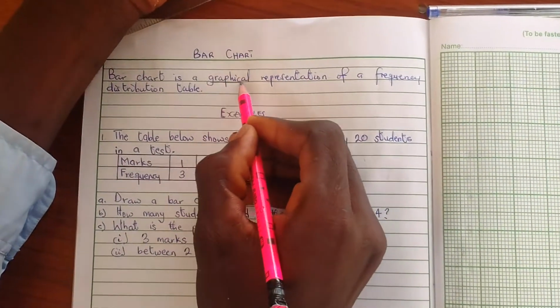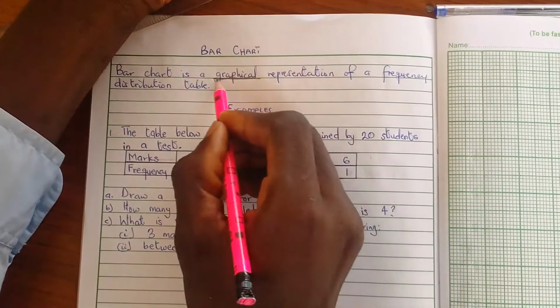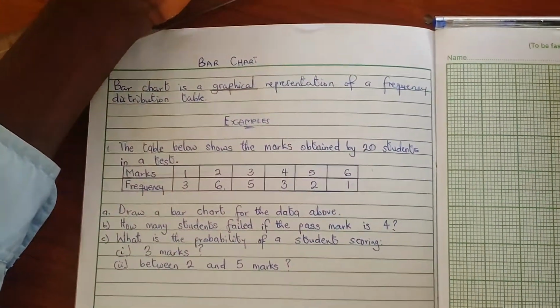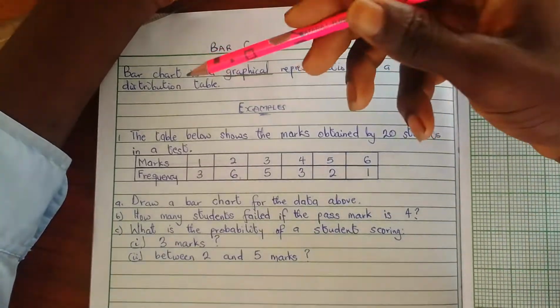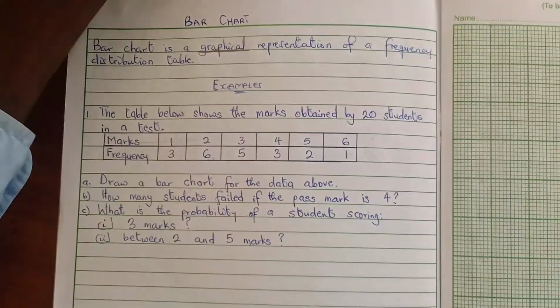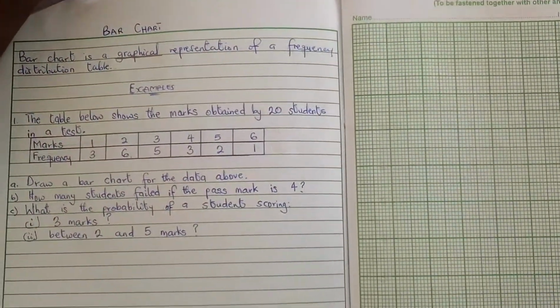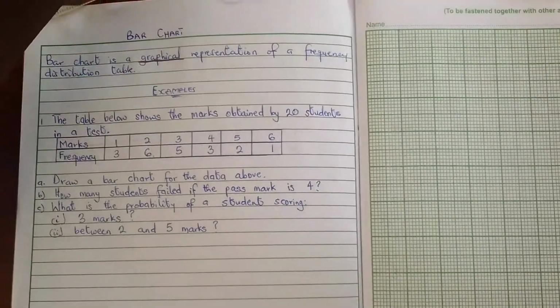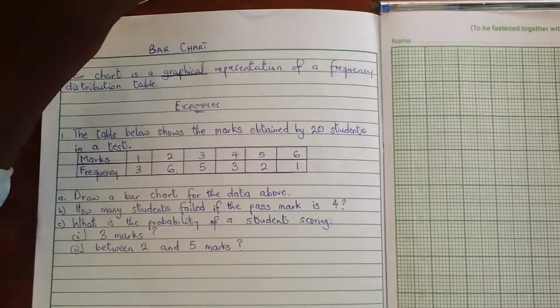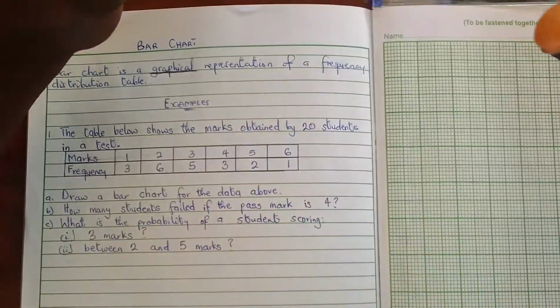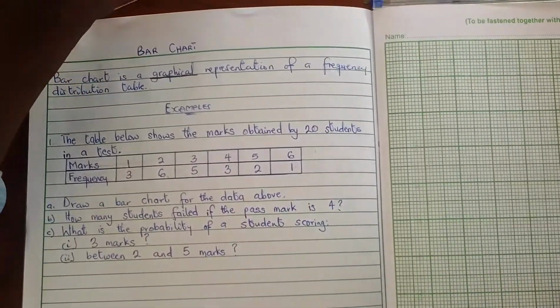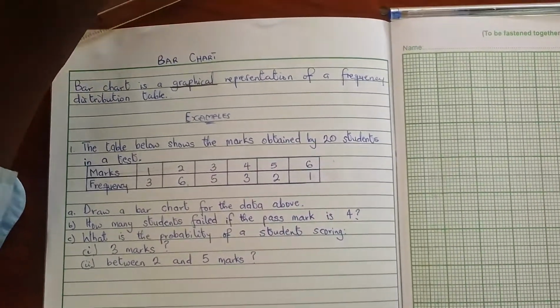The underlined word here is graphical. So we are coming to represent a frequency distribution table on a graph. That is it. So when we say bar chart, we are just coming to represent a frequency distribution table on a graph sheet.